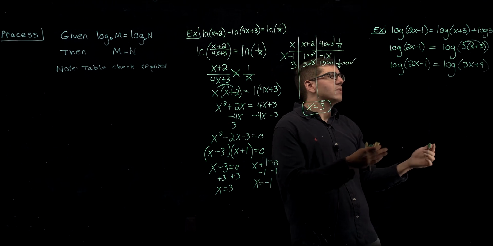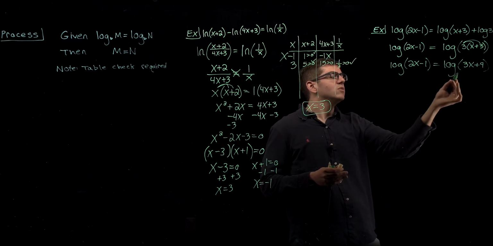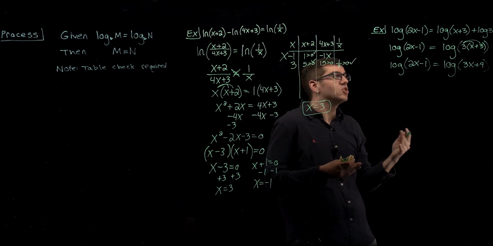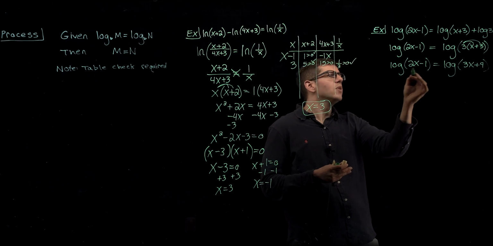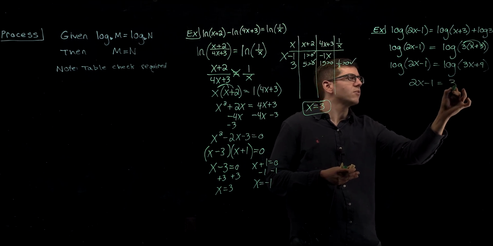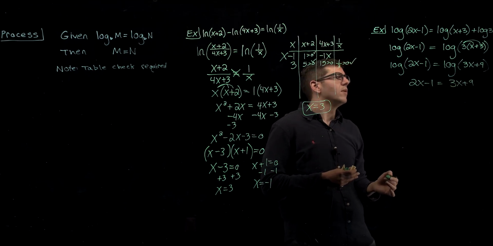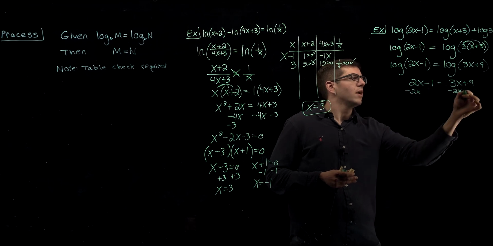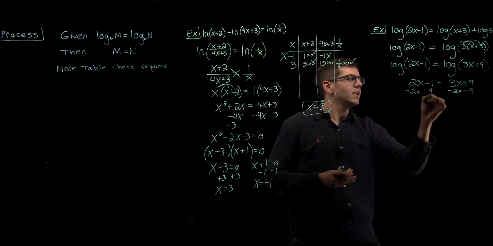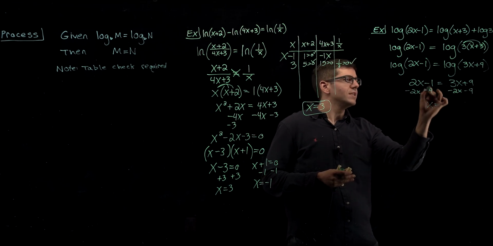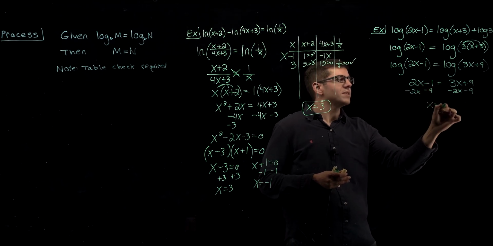And at this point, we now have 2 logs equal to one another with the same base. This is technically base 10 since the base isn't showing. So we can now set the insides equal to one another to get 2x minus 1 is equal to 3x plus 9. And now we just solve for x. If we subtract 2x from each side, and then subtract 9 from each side, we'll be left with 1x is equal to negative 1 minus 9, which is negative 10.